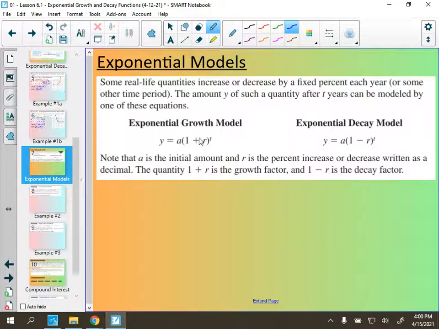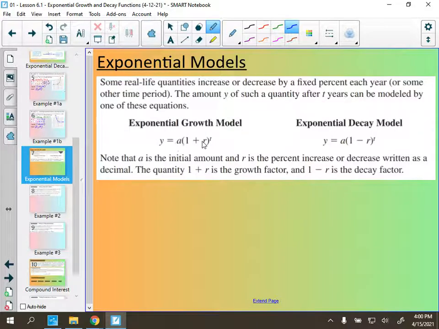And if the population's growing, or if our investment is getting bigger, going up by some percentage every year, we'll use the growth model. If it's declining, we'll use the decay model. So what does all this stuff stand for? It's the same in both models. y says it right here. It's how much exists, how much quantity is left after t years. So t is time in years. That's how much is left.